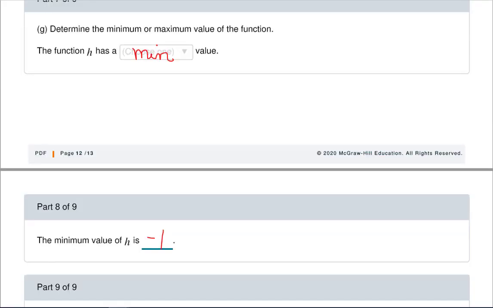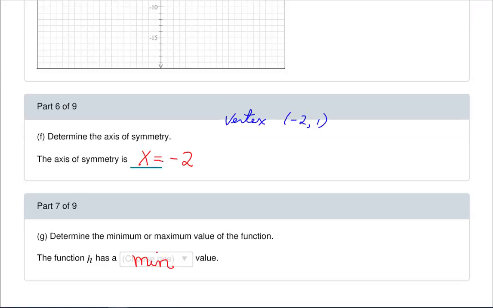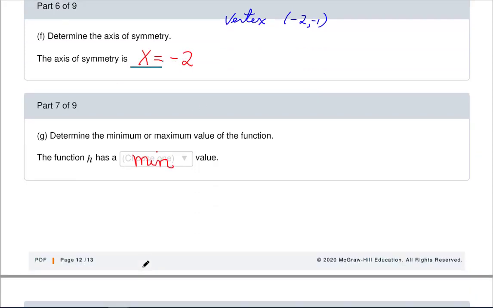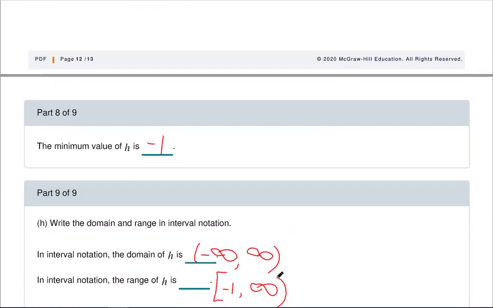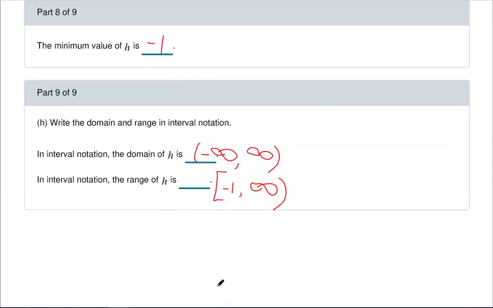Alright, so come back to right there. My vertex was at minus 2, minus 1. And so the axis was again the first part. The minimum value is minus 1, the second part of the vertex. Domain and range, we got all that. And that concludes our venture into quadratic functions.